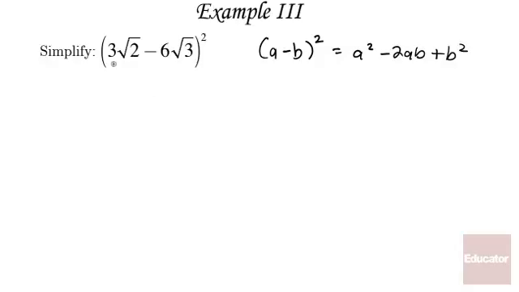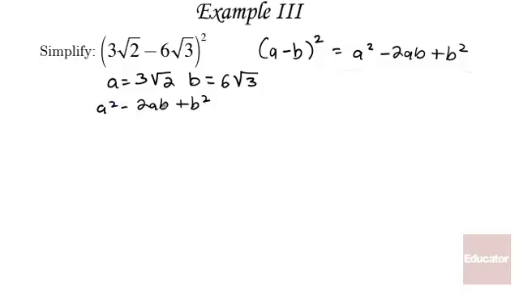So if I recall this, then I just look over here and I say, okay, a equals 3 square root of 2, and b equals 6 square root of 3. Okay, then knowing this, I can just go ahead and apply this formula. So I'm going to have a squared minus 2ab plus b squared. And if you didn't remember that, that's fine. You could have always rewritten this as 3 radical 2 minus 6 radical 3 times itself, and then used FOIL and gone through and multiplied out each.